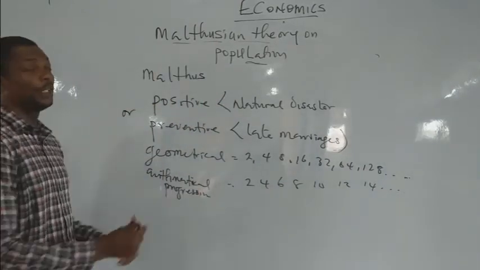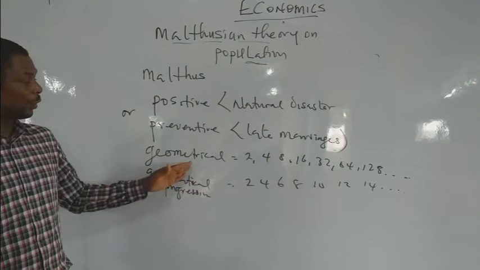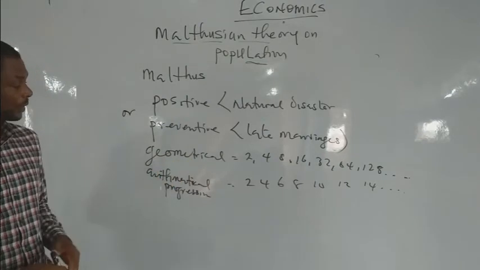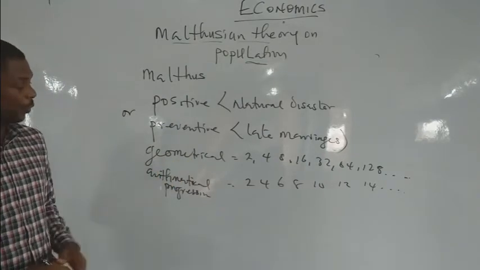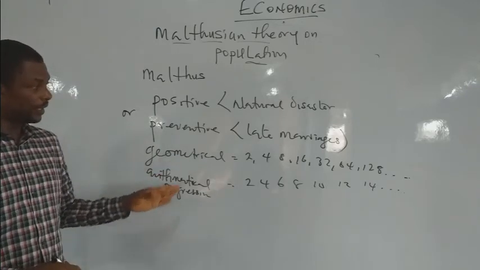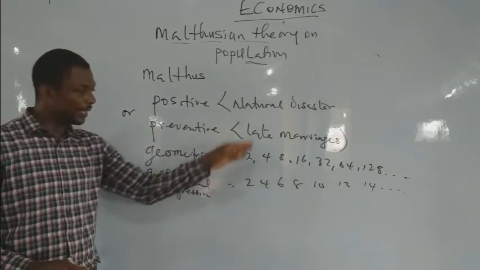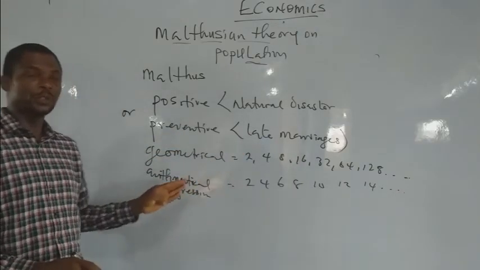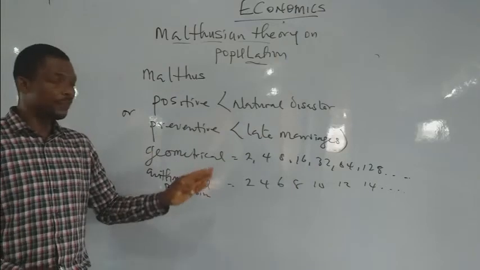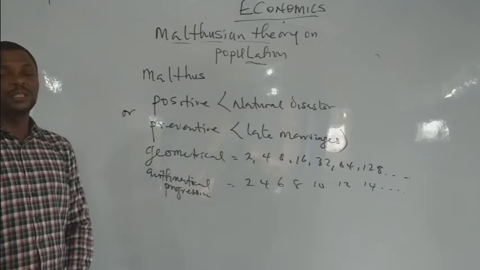You can see they are both increasing, but one is increasing better than the other one. So he said the population will grow at a geometrical progression, while the food will grow at an arithmetical progression. And with what you are seeing here, it will be a problem. If the food continues to grow at a very slow rate and the population continues to grow at a very geometrical rate, the next is that it will lead to famine and the people will eventually die.